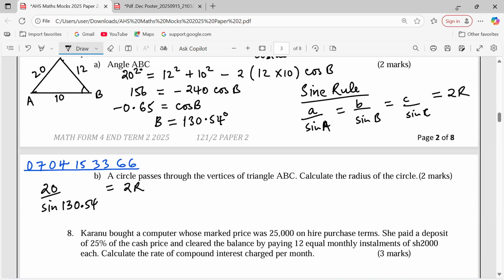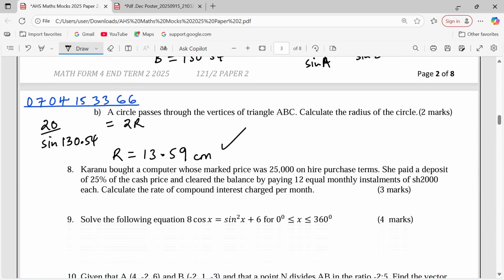So how shall you remain with radius? You divide by 2 both sides. When you divide by 2, it shall be 20 divided by 2, the sine of 130.54. This is exactly 13.59 centimeters. Yeah, 13.59 centimeters. Actually.